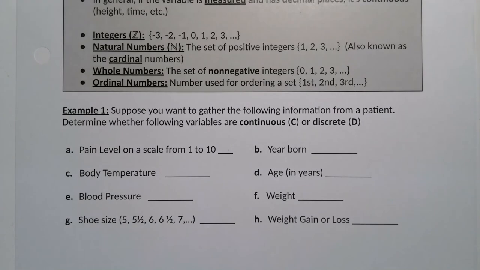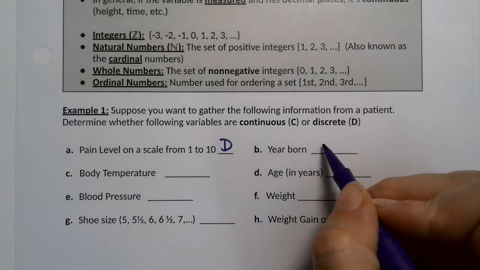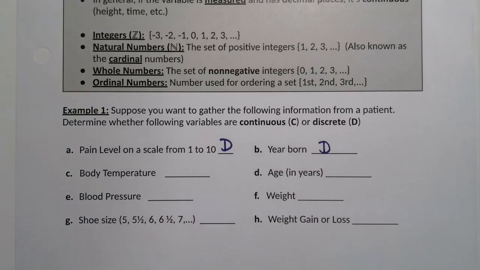All right, so suppose you want to gather the following information from a patient. Determine which of the following variables are continuous or discrete. Okay, so when you go in and you say, my pain level's at 7, right? It's discrete. Now, that said, if you're feeling smart alecky, you could say, my pain level is at pi, because that's a continuous number, and that would really annoy your nurse, which I don't know if that's the way you want to go with things, but you could. All right, so then the year born would be discrete, right? You're born in 2000 or 2001 or 2002, etc.